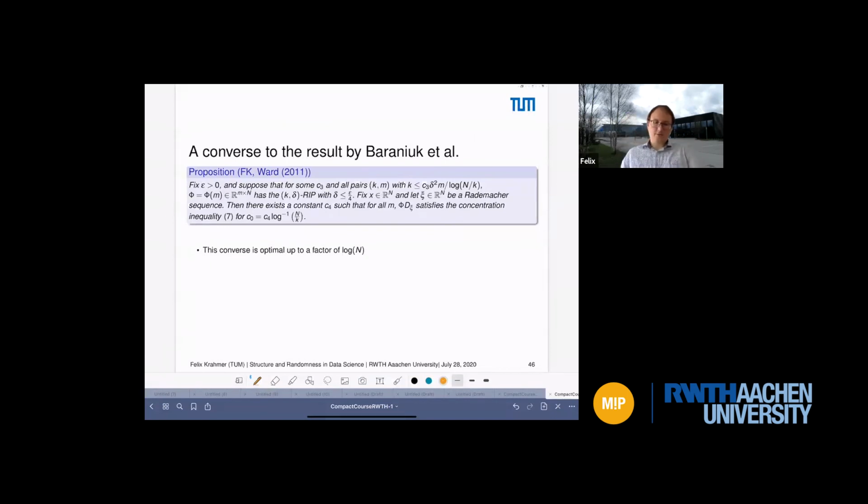So you can think of this as a converse of the other result, because you can write it in terms of this concentration inequality 7. The result by Baraniuk said, if you have the concentration inequality 7, then you have the restricted isometry property. And here we're saying that if you're having the restricted isometry property and doing randomized column signs, then you get the concentration property 7 as well, and you lose at most one logarithmic factor in this respect.